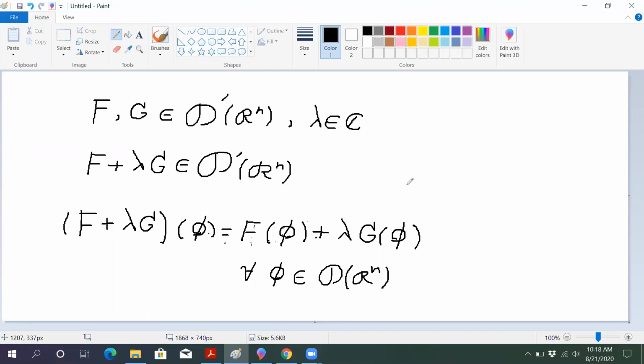So distributions form a vector space, or linear space.